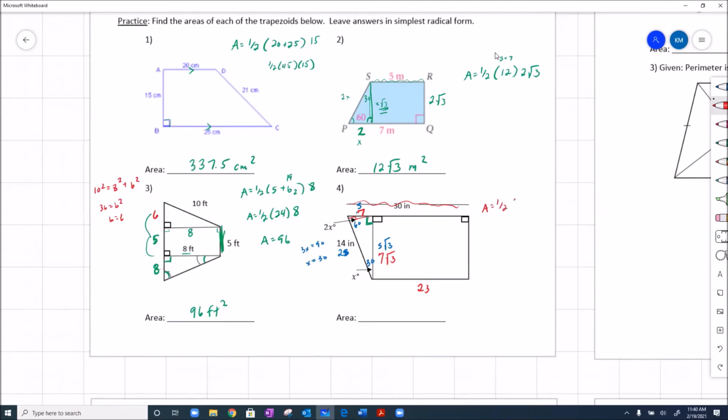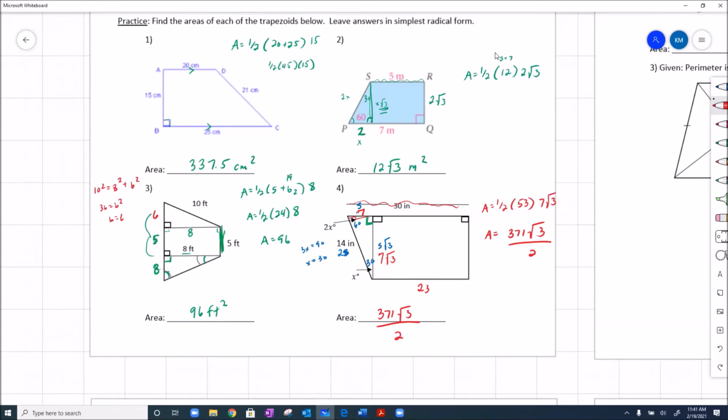Area equals 1/2 times base 1 plus base 2, which is 53, times our height, which is 7 radical 3. So multiplying that, 7 times 53 times 1/2. 7 times 53 gives us 371. So area equals 371 radical 3. And if we're putting it in simplest radical form, which they asked us to, we typically write it like this: 371 radical 3 over 2. Guess I didn't give myself enough space.